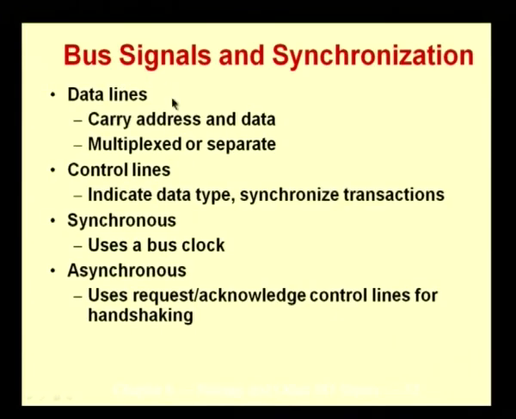Okay. So, overall with respect to bus signals, you can say that we have data lines which carry address and data, which may be multiplexed or separate, and then we have control lines which indicate the data type, size, and which are used to synchronize transactions. And if it is synchronous, we will have normally a bus clock, and if it is asynchronous, we have a different mechanism. The different mechanism that we have normally is some kind of a request and acknowledgement kind of control signals for handshaking. Now, this is a term that is normally used whenever we talk about interfacing I/O devices.